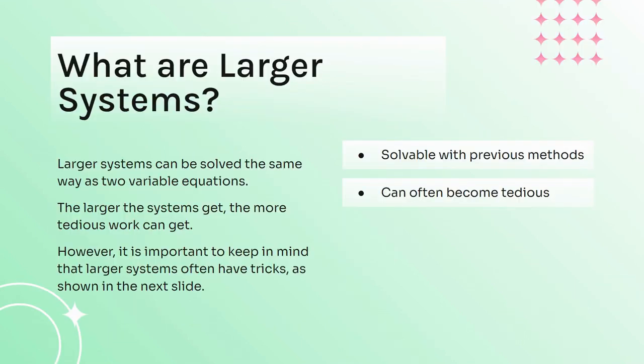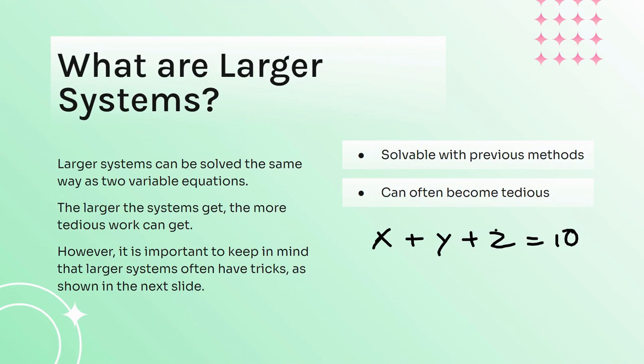Now, larger systems are a bit more interesting. You can solve them with previous methods, but it just takes a lot longer, and you can probably imagine that, right? Like let's say you have x plus y plus z equals 10, and then you have more and more equations like that. The thing is that it does get a bit irritating, right? Like you don't want to keep on substituting or keep on eliminating. So sometimes there are actually tricks.